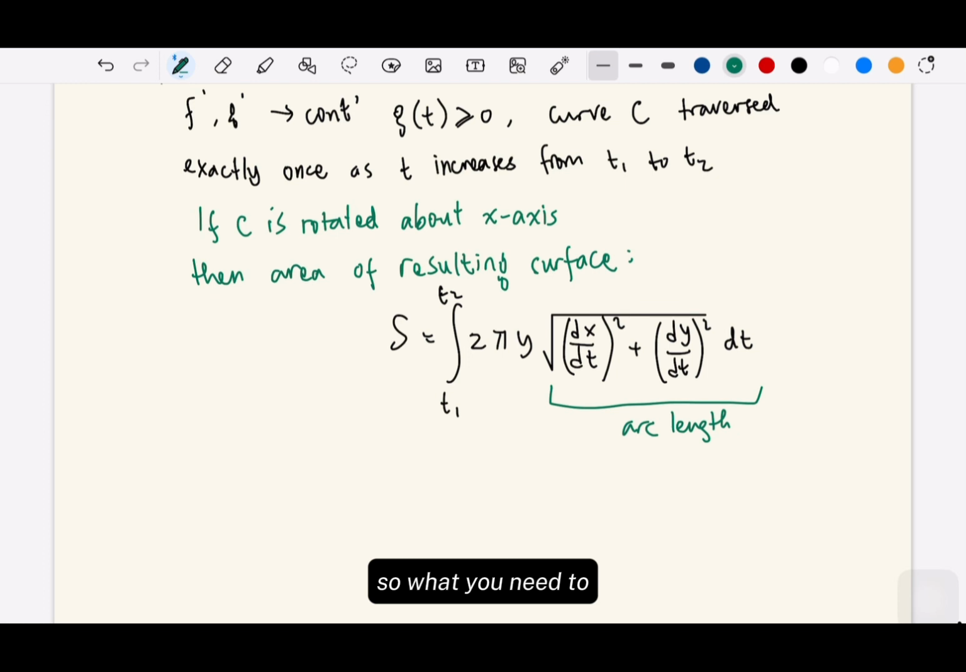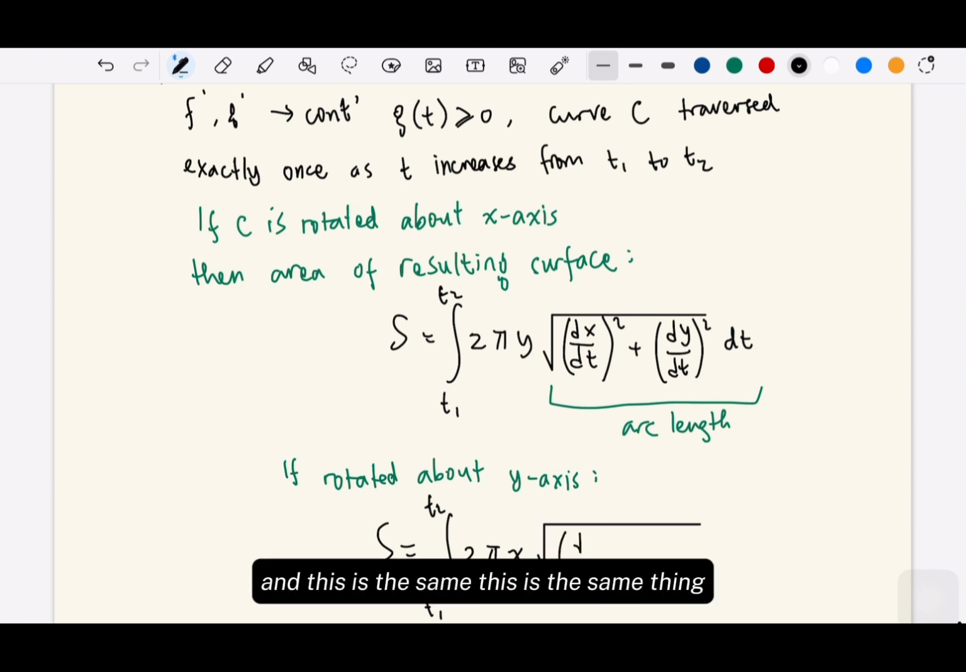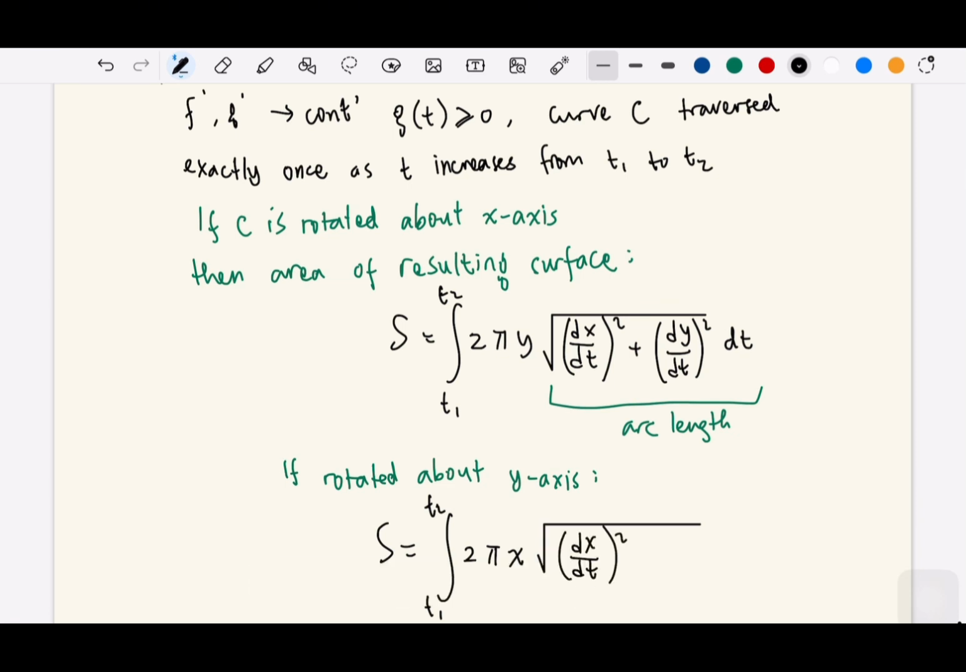So what you need to pay attention to is whether it's going to be y or x. It depends on the rotation. So if rotated about the y-axis, then S equals the integral of 2 pi x, and this is the same thing, the same arc length.